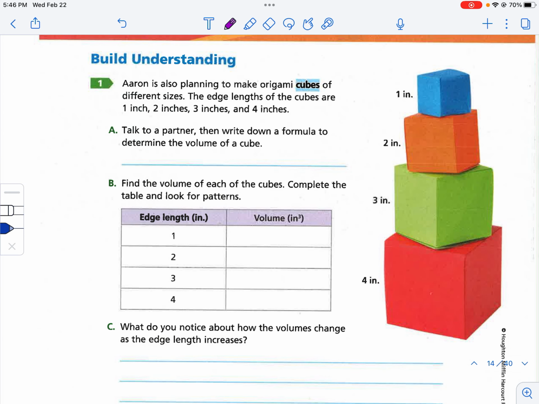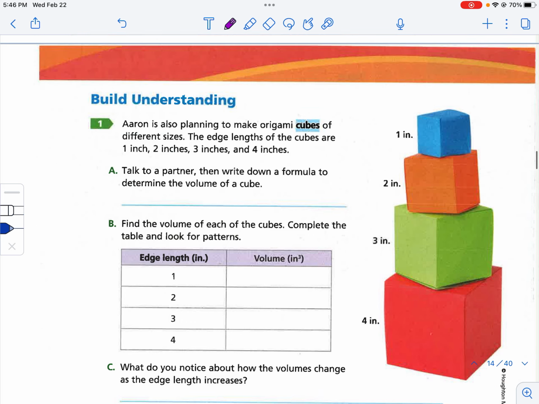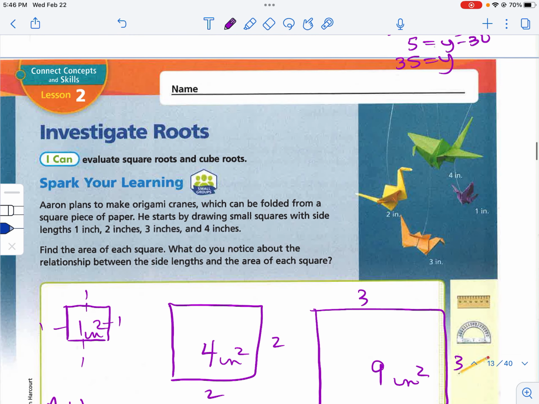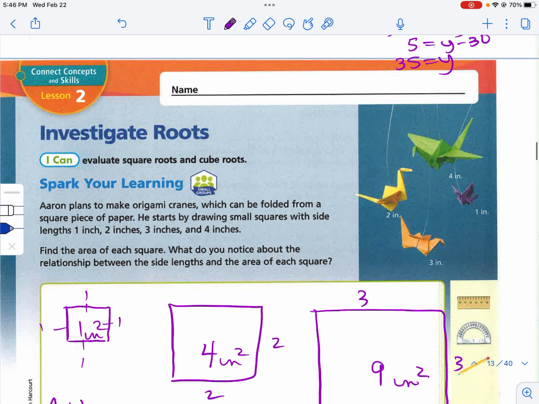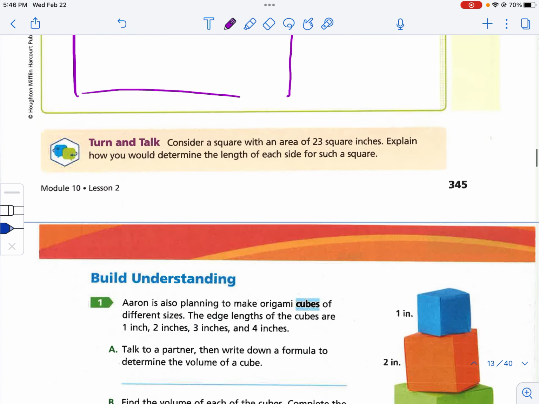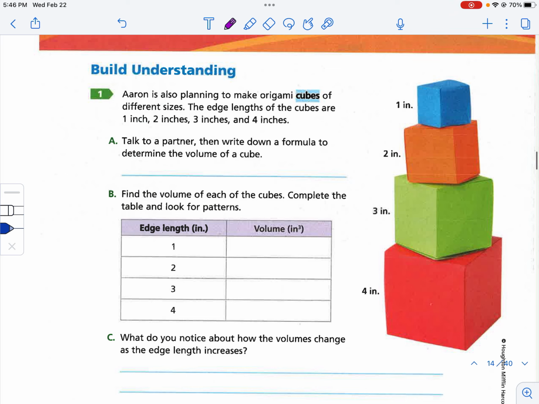Erin is also planning on making origami cubes of different sizes. The edge, did I mess up on this? Crane by folded square pieces of paper. No, I did okay. Okay, we're using the same thing. Talk to the partner, then write down the formula to determine the volume of the cube.